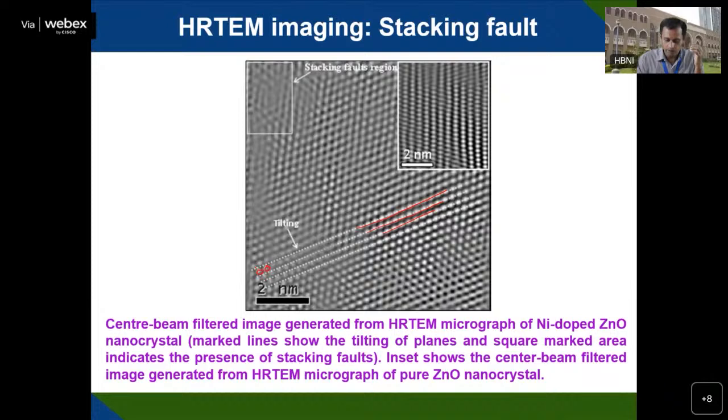So that is showing lots of... you can see here how, instead of going straight, they go a slightly different path. You can see they are not straight, which indicates that there are lots of stacking faults in the system. So that type of stacking fault information you are able to get in this case.